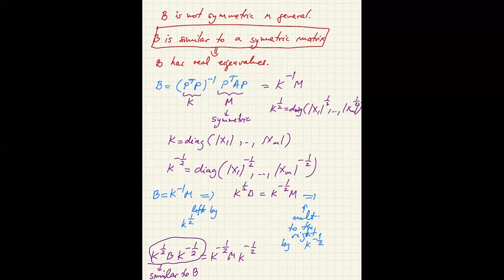I leave it to you to show that the matrix on the right is symmetric. M is symmetric, and you're multiplying it by a diagonal matrix, and every diagonal matrix equals its transpose. So the matrix on the right is actually a symmetric matrix. Essentially, this equation proves that B is similar to a symmetric matrix.